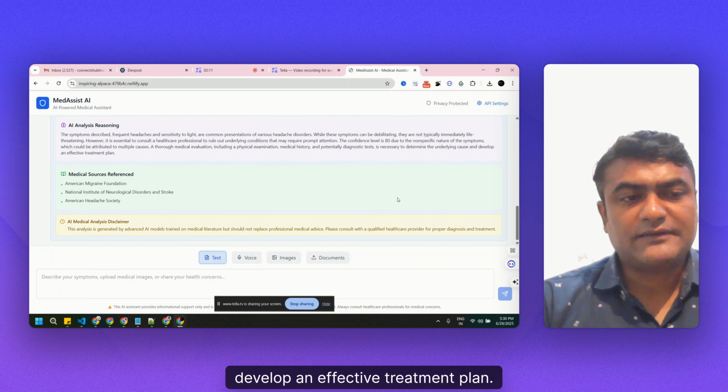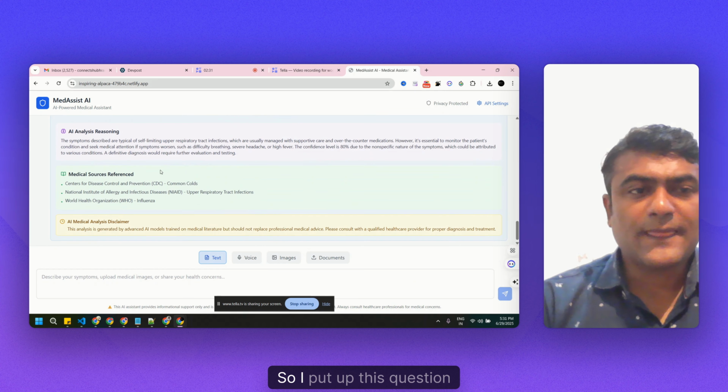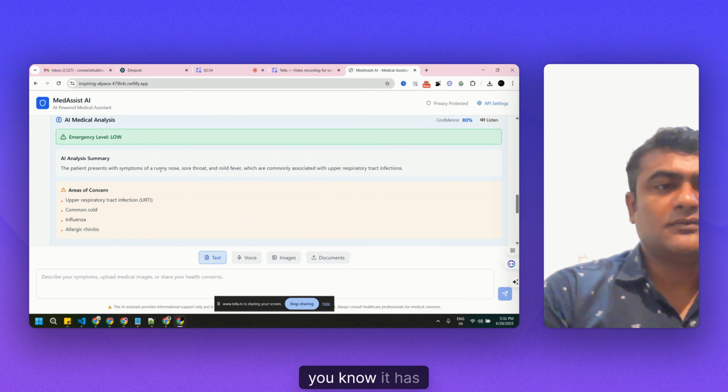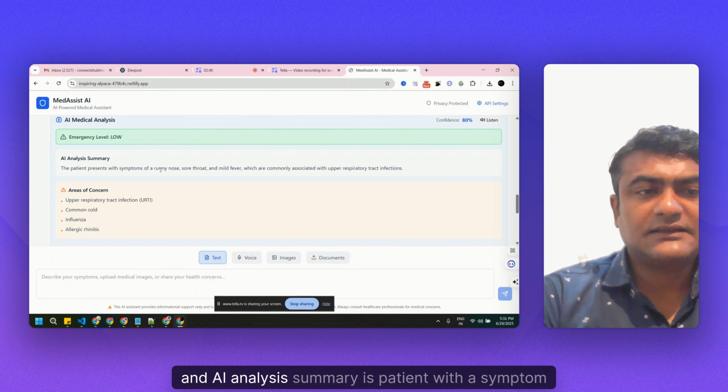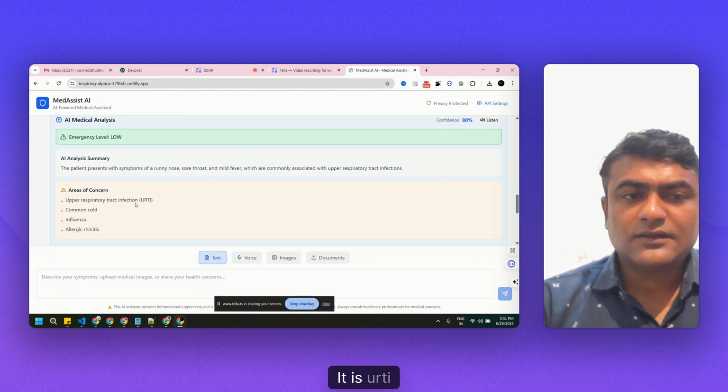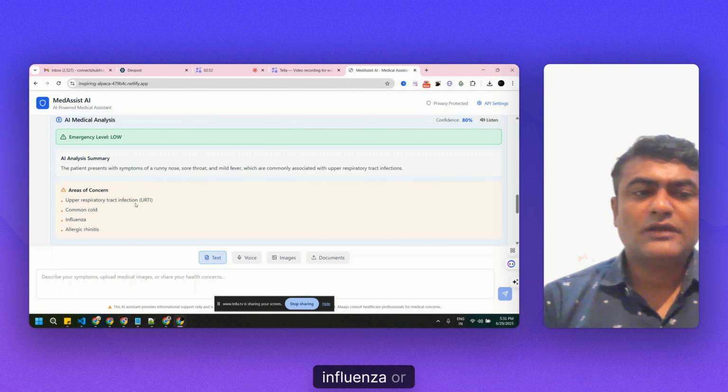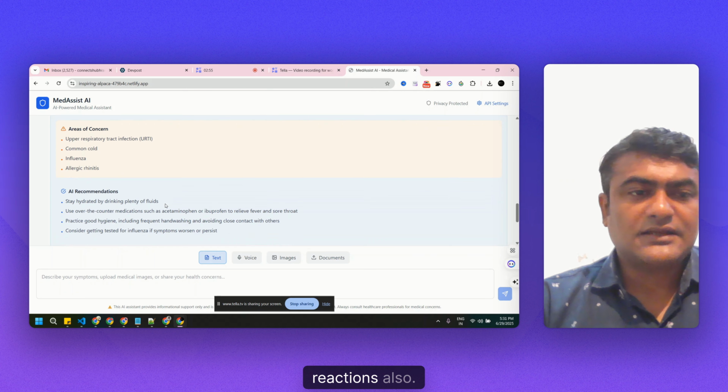Okay, so let's have another question. I have a runny nose, sore throat, and mild fever. What might this be? Let me ask this question to this chatbot, and let's see what type of responses we are getting. So I put up this question, and it has analyzed the severity. Emergency level is low, and the AI analysis summarizes a patient with symptoms of runny nose, sore throat, and mild fever, which are commonly associated with upper respiratory tract infection. It is URTI, maybe common cold, influenza, or allergic reactions also.